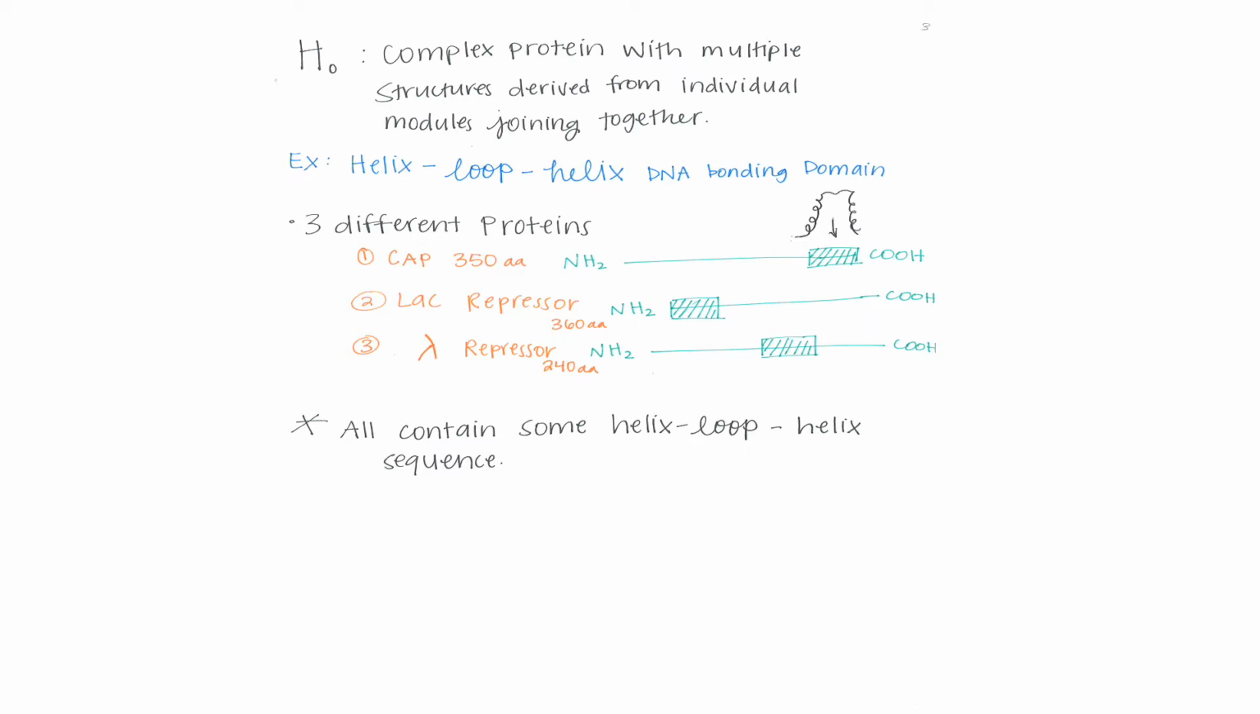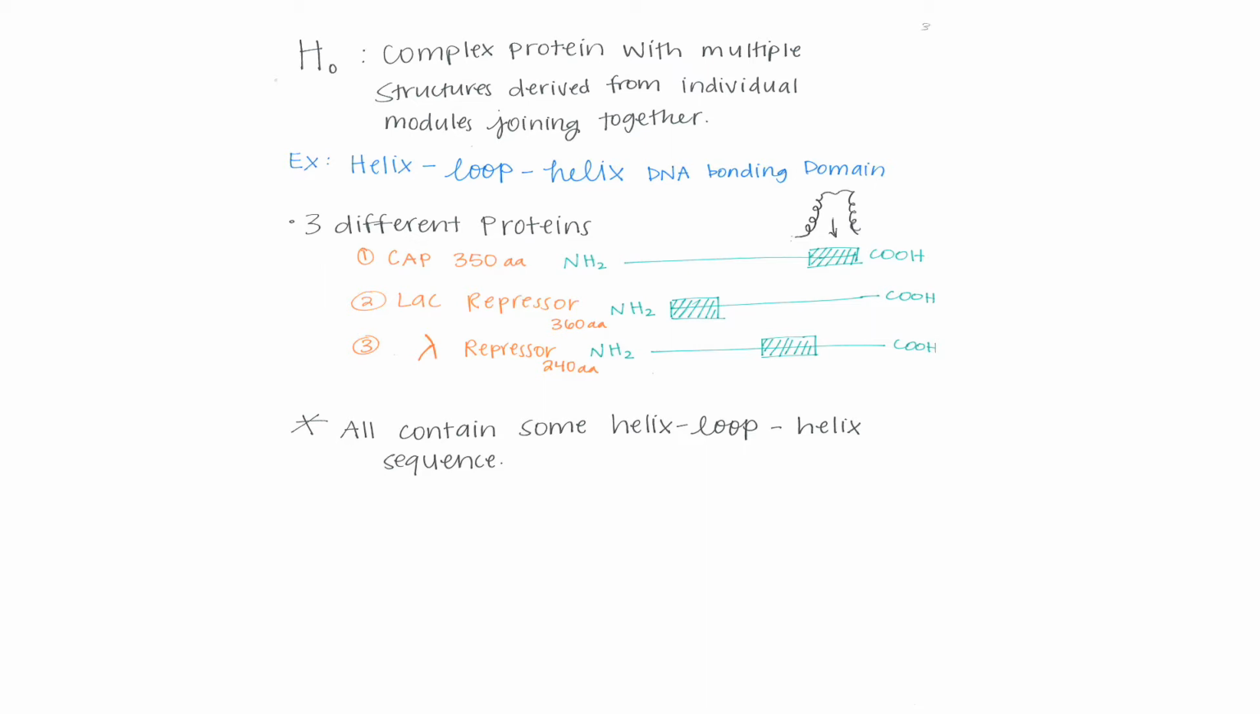So there's 2 possible conclusions from something like this. One is that these 3 completely independent proteins evolved very specific structure to bind to DNA independently. Or that the helix-loop-helix DNA binding domain existed already and then was somehow placed onto these different proteins in different places in order to give them the ability to bind to DNA.